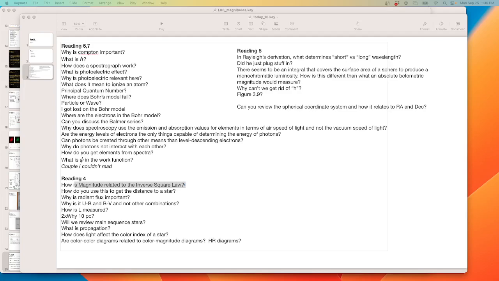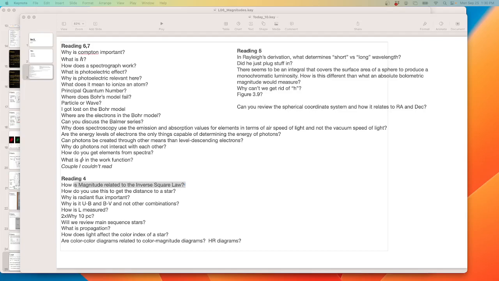And color diagrams, are they related to color magnitude diagrams? They are, but they don't give you distance information, or they're not confused by distance information, so they're kind of more awesome. I'll explain that again later. So some of those things I'll fill in today. Okay, a couple of quick questions from reading 5.